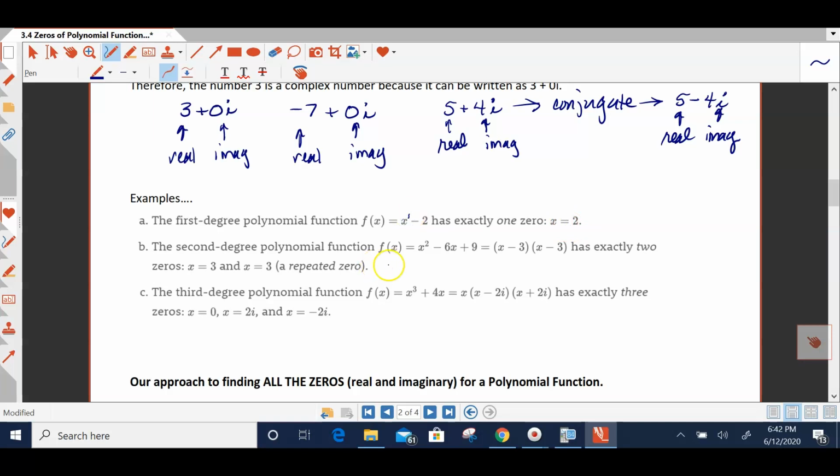Okay, we've got a second-degree function, x squared minus 6x plus 9. It's going to have 2 zeros, and if I factor it, I'd see x minus 3 times x minus 3 as its two factors. So it has exactly 2 zeros, 3 and another 3 from the other factor. So when I include the repeated zeros, I will always have the exact number of zeros as the degree of that polynomial function. Here's a third-degree polynomial function.